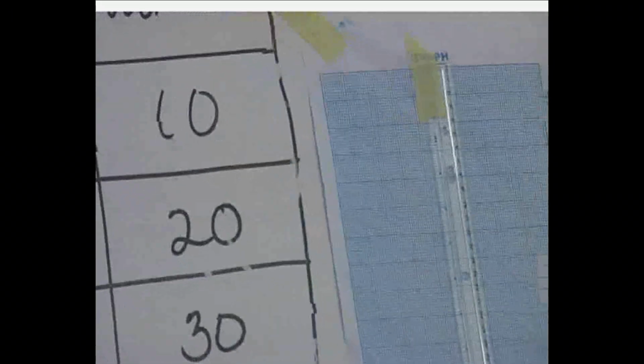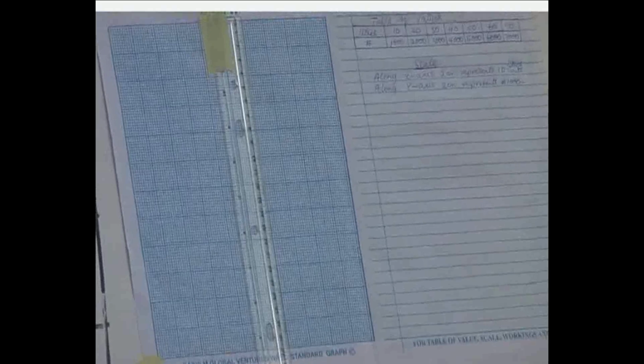You can see it. I think this is as much as it can come. Okay. Don't just worry, I just want to show you that this is a graph book.